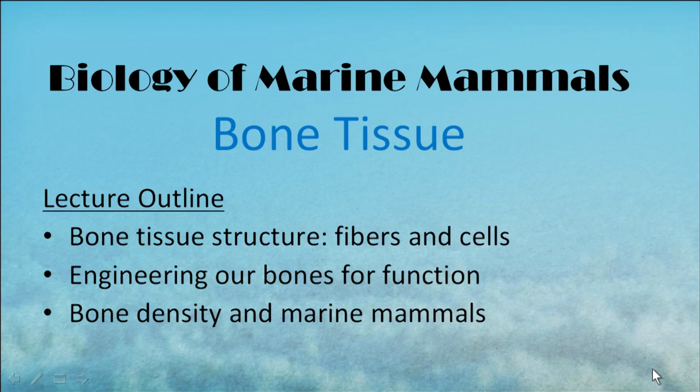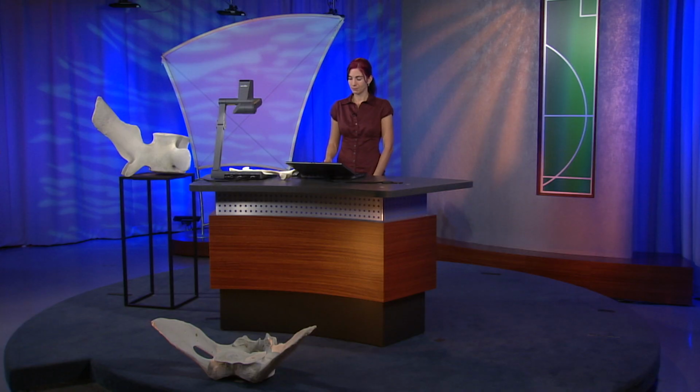To start, we'll take a look at how bones are structured in terms of their cells and the fibers that are secreted. Then we'll look at how to engineer a bone between two different types, spongy and compact, so that a bone can achieve its function. And finally, we'll turn to marine mammals and do some comparative anatomy with marine mammals and their bone density.